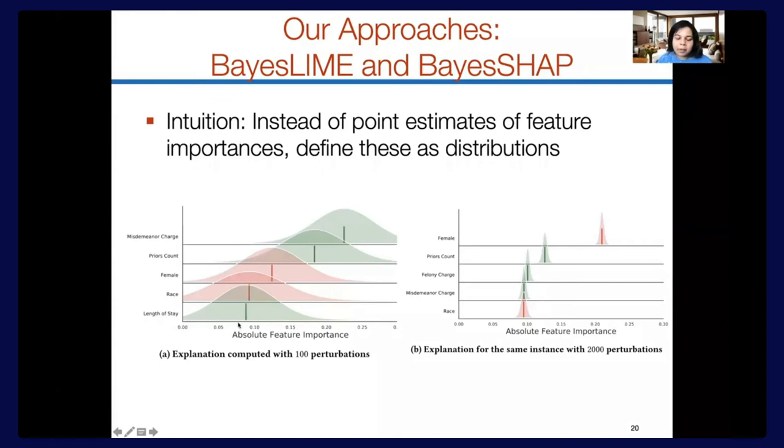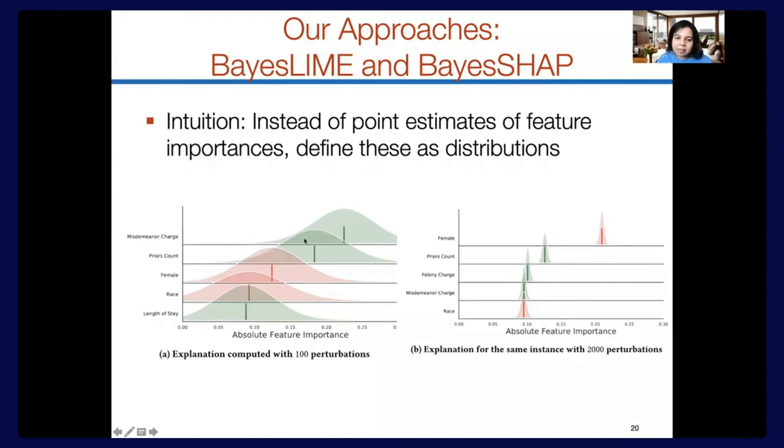You see this distribution being spread over a much broader area, whereas with 2000 perturbations, it is much narrower, right? So we are getting more and more confident. But if you see, these estimates are not wrong anymore. This is still lying within this zone. It's just that the final estimate is tending to somewhere here, right?